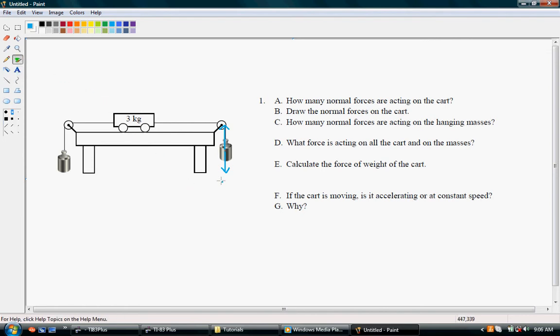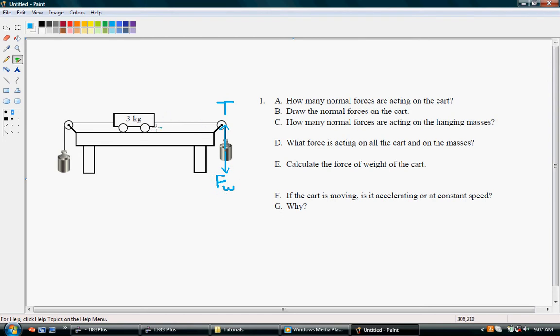Now, the force that always pulls objects down, the gravitational force, is what we call the force of weight. And the force of a rope or string pulling on an object is called tension. So we have two forces acting on these weights, the force of weight and tension.